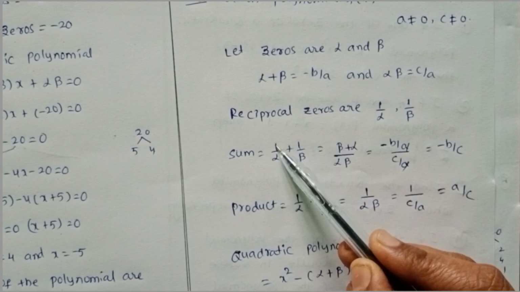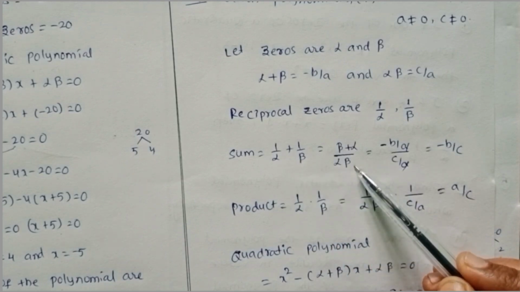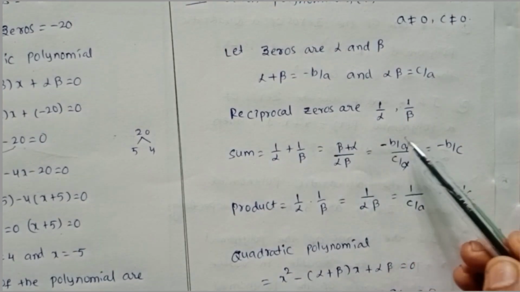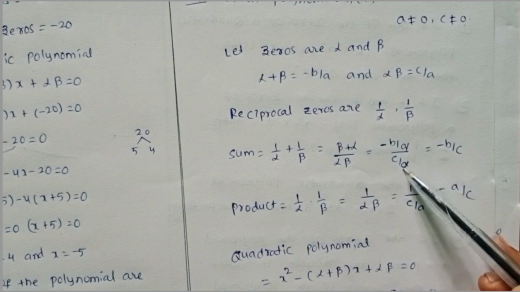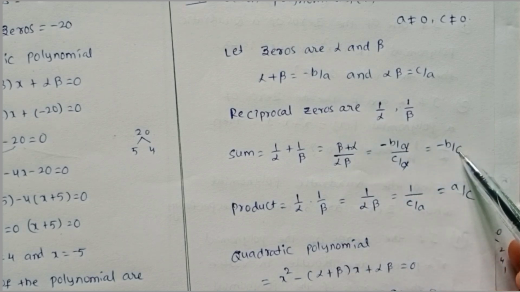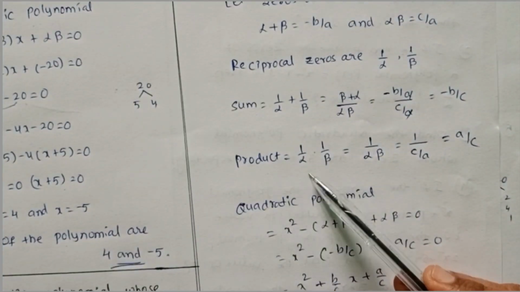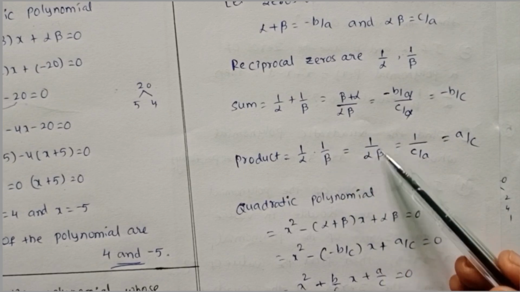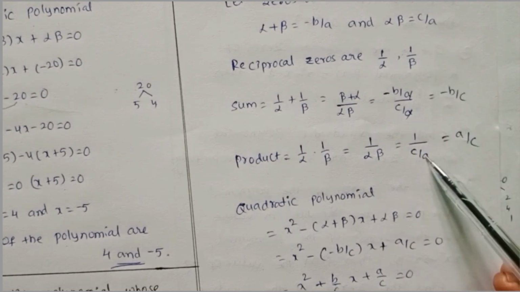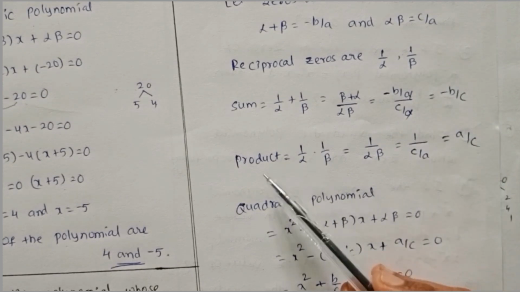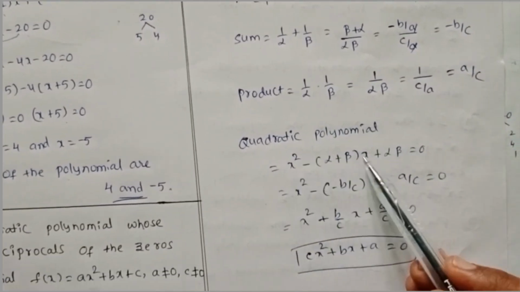Sum is equal to 1 by alpha plus 1 by beta. Take the LCM, that is alpha beta. Here beta plus alpha. Alpha plus beta value we know, that is minus b by a, divided by c by a. A cancels, that is minus b by c is the sum. Next find the product, that is 1 by alpha into 1 by beta, that is equal to 1 by alpha beta. Alpha beta value we know, that is c by a, so that becomes a by c, that is the product.